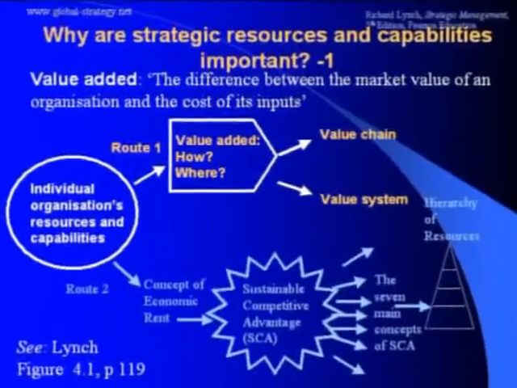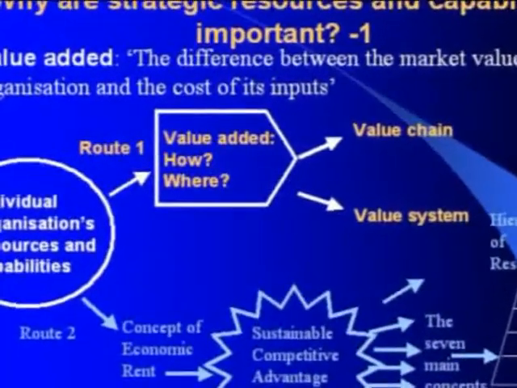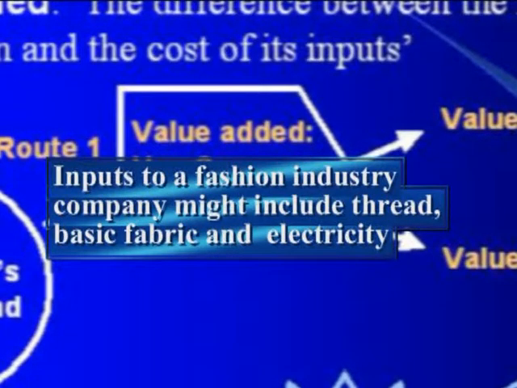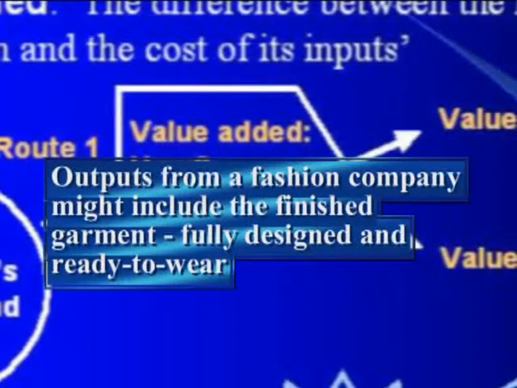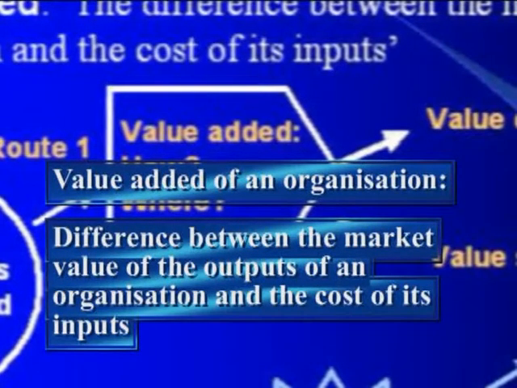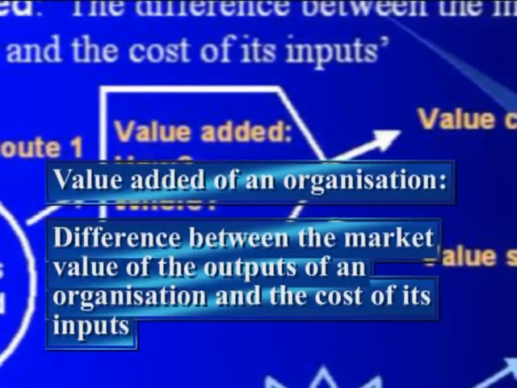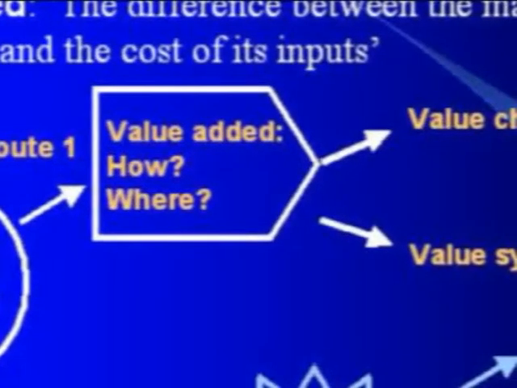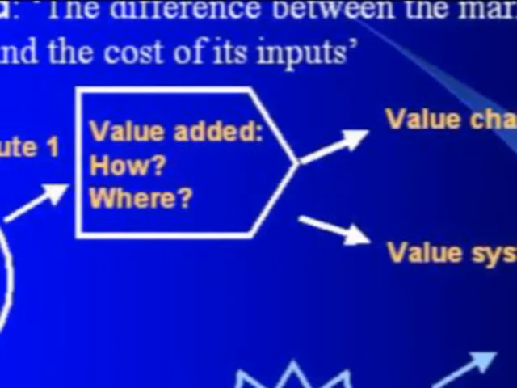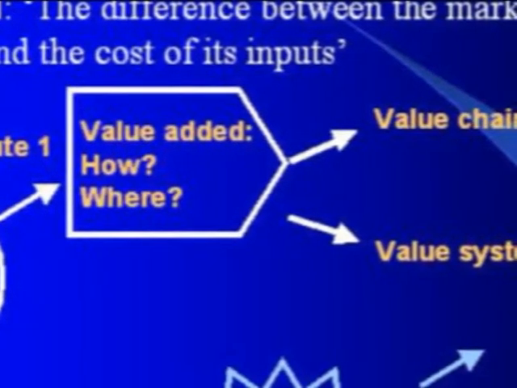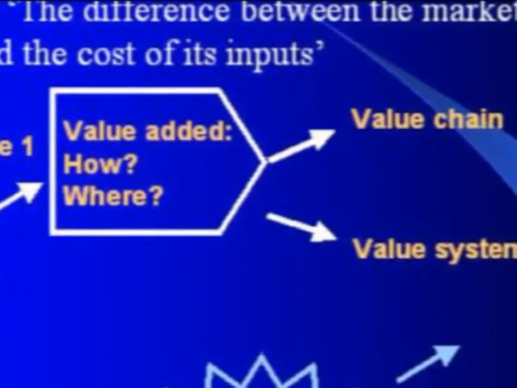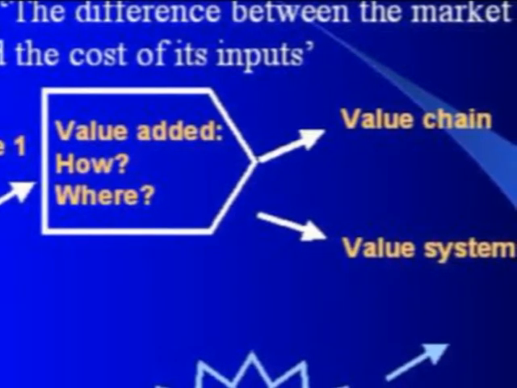Let's turn first to value added. It's resources that add value to the organisation. They take the inputs from suppliers and transform them into finished goods or services. The value added is the difference between the market value of outputs of an organisation and the costs of its inputs. It's possible to calculate this accurately for an overall company, but very difficult to do so for individual parts of the company. When used in calculating value added, therefore, the concept is often left unquantified for individual parts.